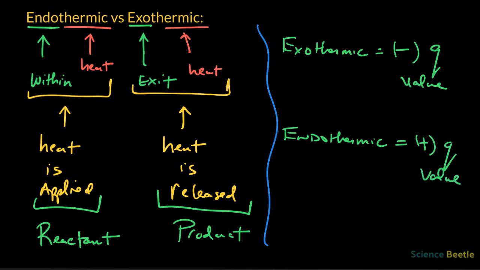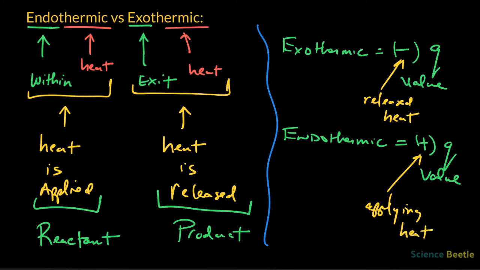Okay? And so essentially what these are saying here, the negative sign means released, and the positive is that you are applying the heat. Okay, and so let's just make sure we clarify that. Released heat, applying heat. And so that's the main way you tell the difference between an endothermic and an exothermic reaction in general terms.